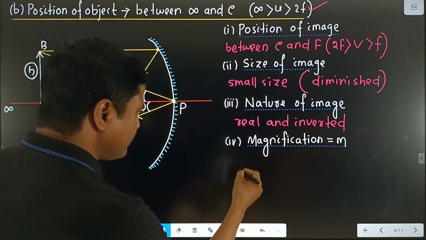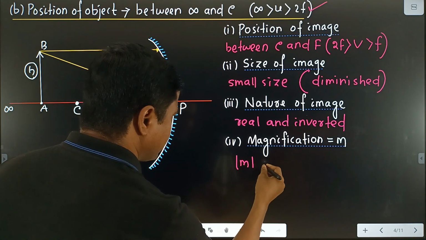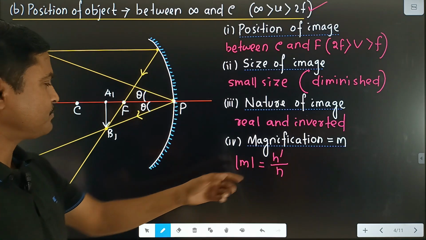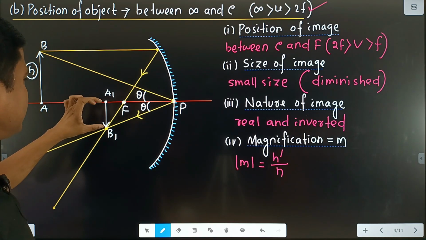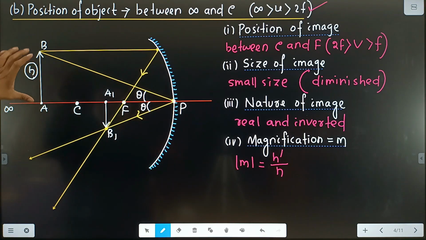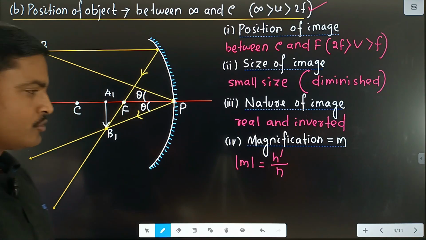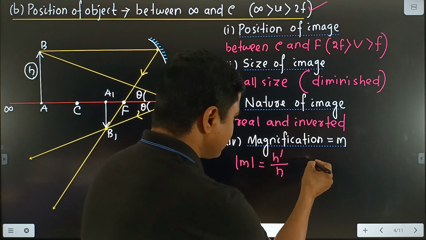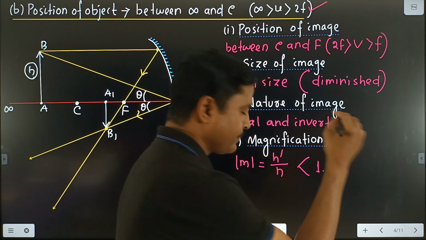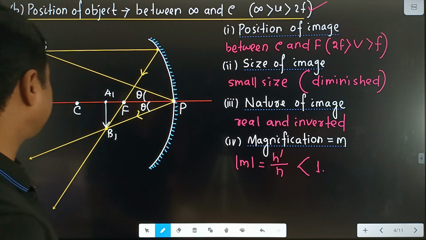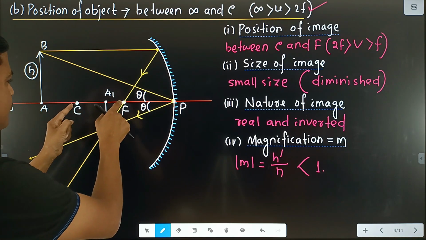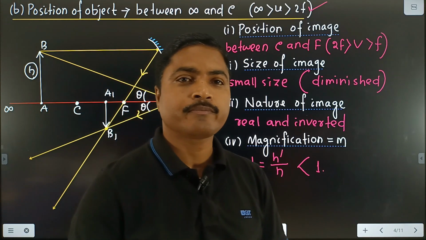And what is the magnification? We write the magnitude of magnification is equal to h prime divided by h. h prime, that is the height or size of the image, is small as compared to the size of the object. So a small quantity divided by a large quantity, that means finally we get less than 1. That means finally we get, if the object is situated in between infinite and center of curvature, the image is formed in between center of curvature and focus.